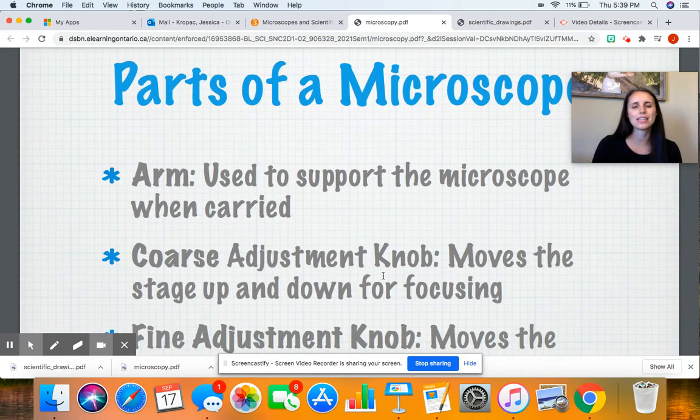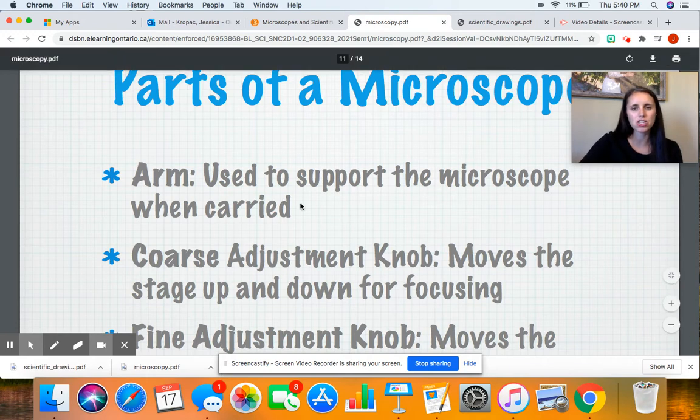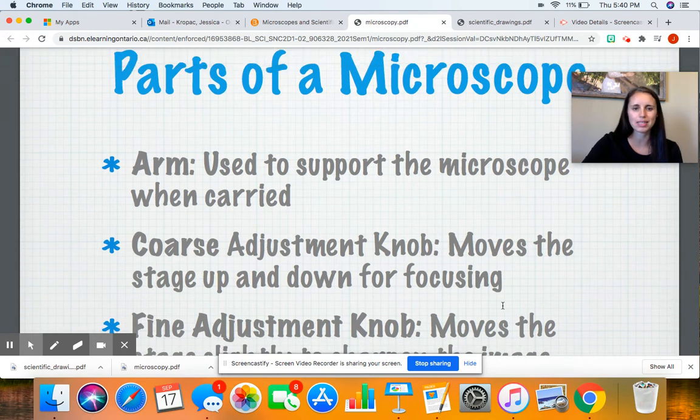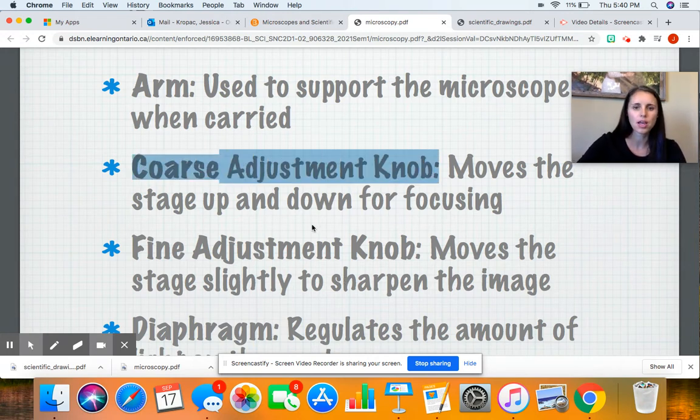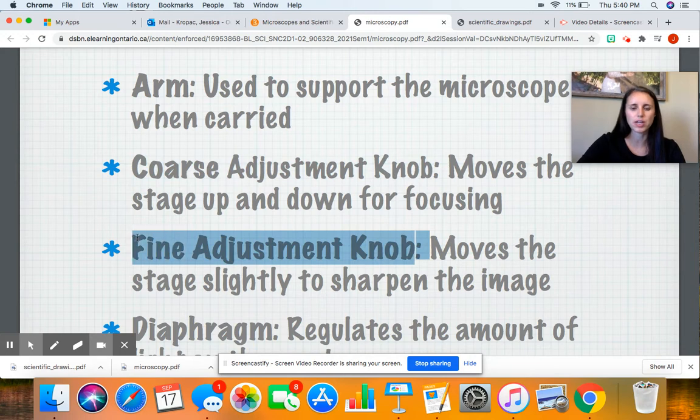We're now going to look at the different parts of the microscope because when I use terms in class about a microscope, you need to be able to know what I'm talking about. So the arm is actually used to support the microscope when it's carried. The coarse adjustment knob is a very large knob on the side. It moves the actual stage of the microscope up and down. The fine adjustment knob moves the stage slightly, so it allows you to sharpen the image. You always want to adjust the coarse adjustment knob first, then you want to adjust the fine adjustment knob second.